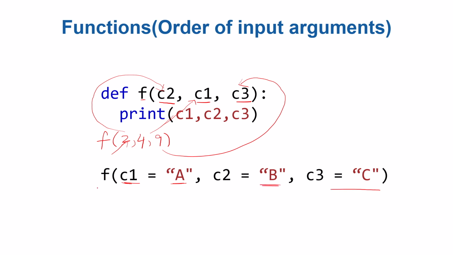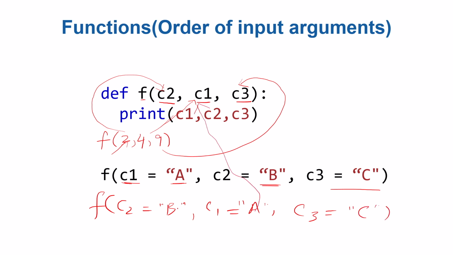Once you have defined your variable names along with their values at the call time, then you are order free. Now you can change whatever, for example you call this way, c2 is b, c1 is a. Now no matter in what order you have called these, this c1 is going to be copied in c1, this c2 is going to be copied in c2, and this c3 is going to be copied in c3.